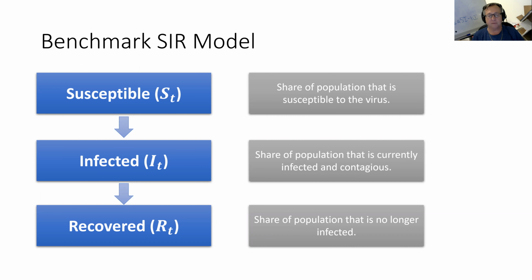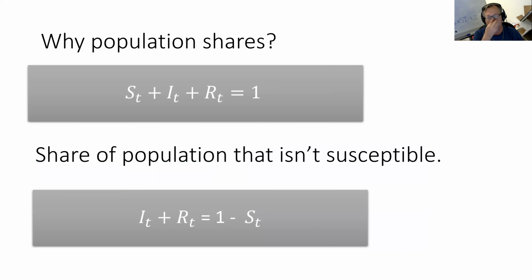So if you're just thinking of a population with millions of people, we can just think in terms of share, and then we can multiply up to get the total numbers of susceptible people, infected people, and recovered population. So it's going to be the case that basically the sum of these shares add to 1.